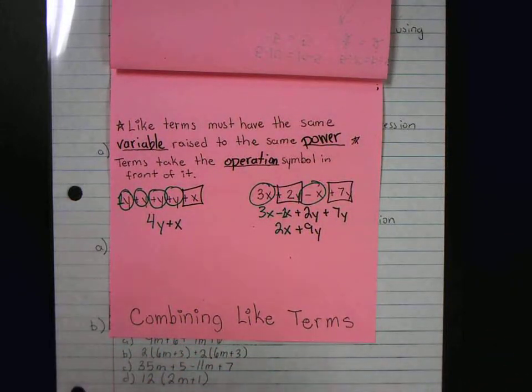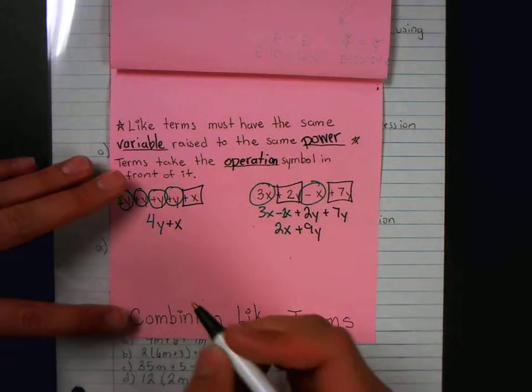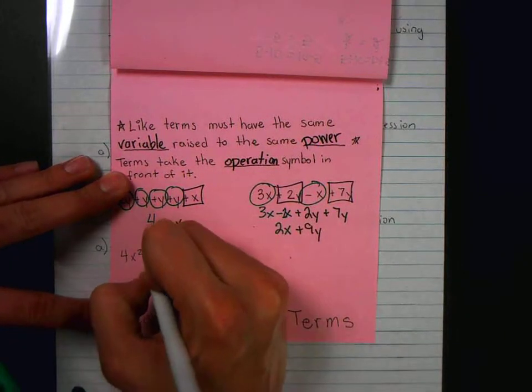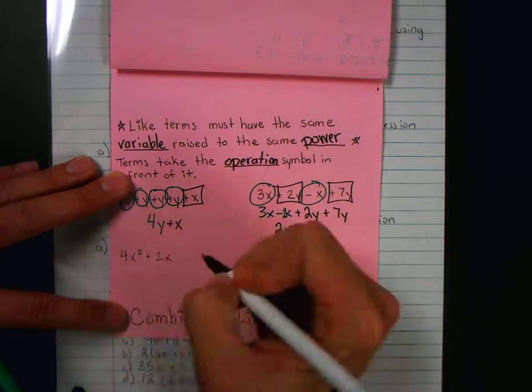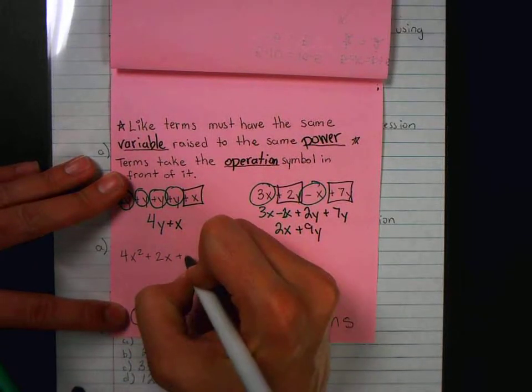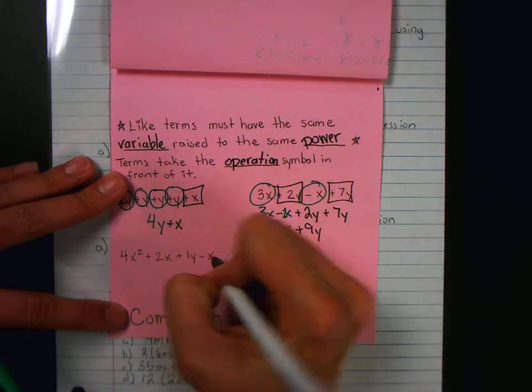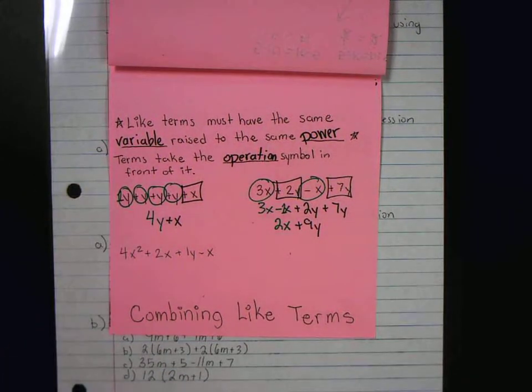Okay. All right, let's try another one on here. So we're going to try 4x squared plus 2x plus 1y minus x. So I've got x squared plus 2y minus, or plus 1y minus x. So I've got a couple different terms here. Okay. So I've got the 4x squared.